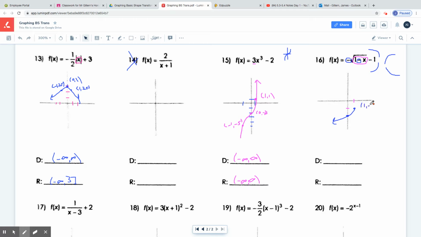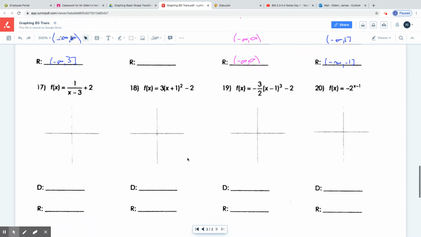So it's 1, -1, and 0, -2. Domain is from -infinity to 1 with a bracket. Range is from -infinity to -1 with a bracket.